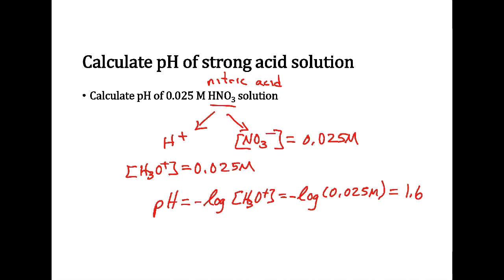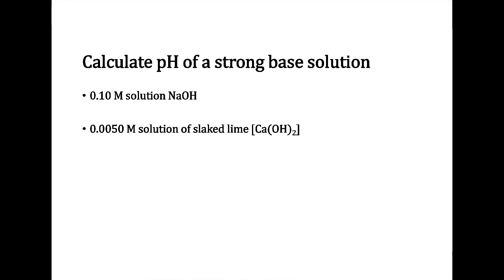Let's go ahead and look at some strong bases. Whenever we look at strong bases, again, we're going to assume that they dissociate 100%. Here, sodium hydroxide would dissociate into sodium ions and hydroxide ions. In this case, the concentration of both the sodium and the hydroxide ions would be 0.10 molar, because the sodium hydroxide solution dissociates completely.